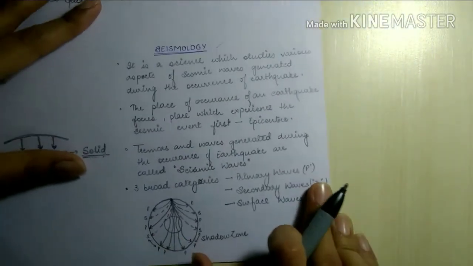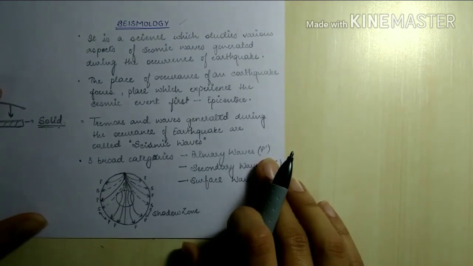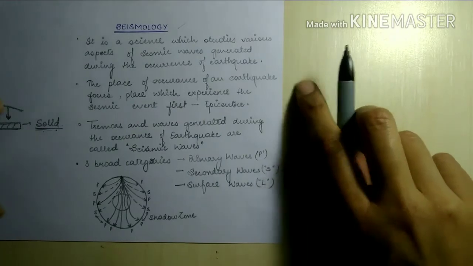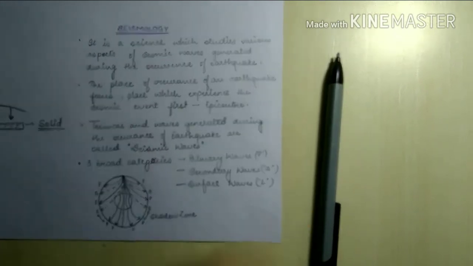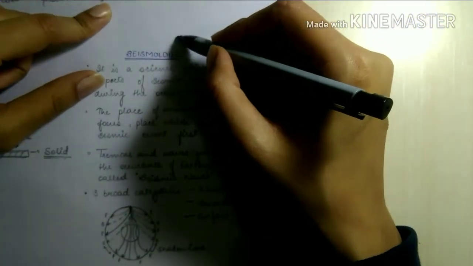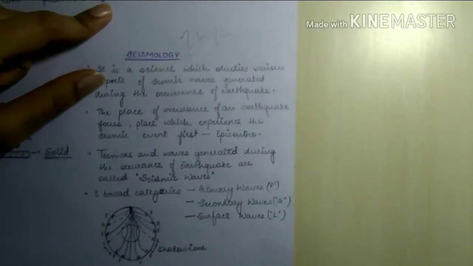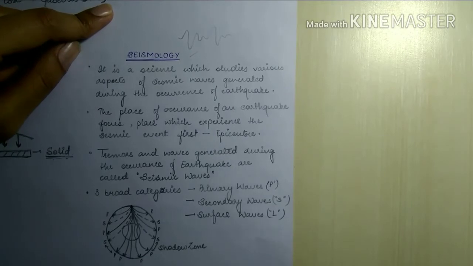So lastly we come to seismology. What exactly is seismology? Seismology is a science which studies various aspects of seismic waves generated during the occurrence of earthquake. Whenever an earthquake occurs, we have some seismic waves. These waves are known as seismic waves.